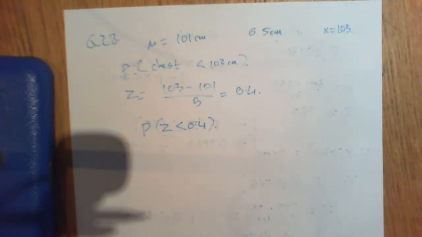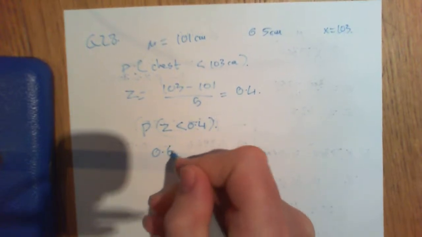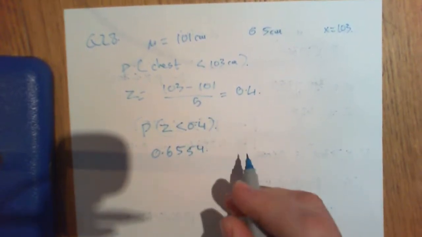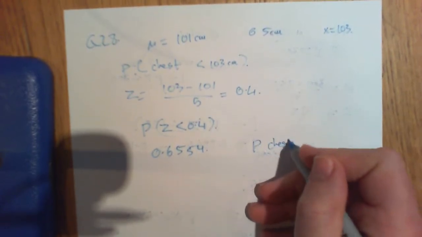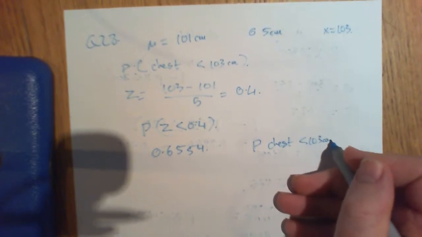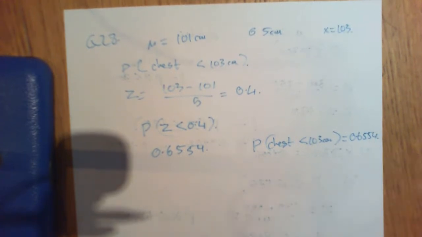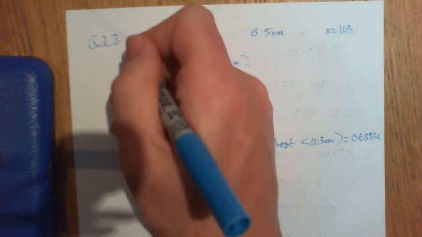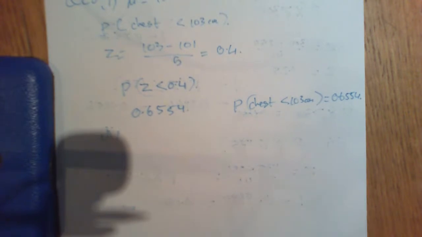Let's look that up. That's 0.6554 from the log table. So that means that the probability that a chest is less than 103 centimeters is 0.6554. So it's not too bad, I suppose. Now, that's part 1. Let's have a look at part 2 of that question.